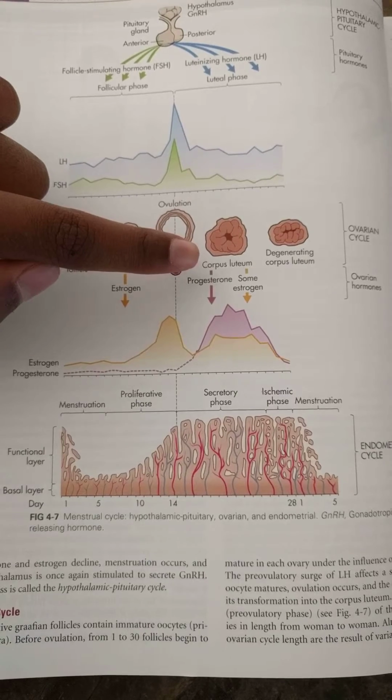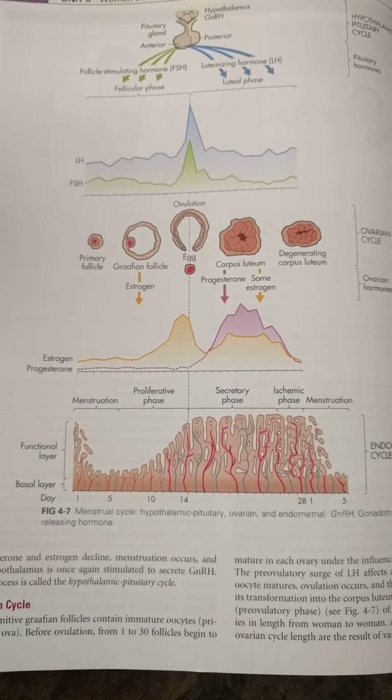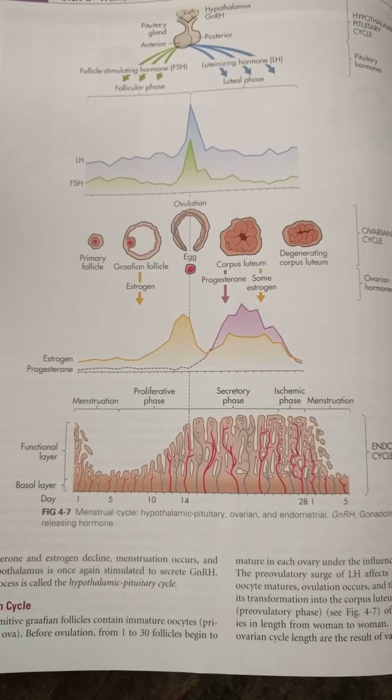This follicular phase of the ovarian cycle varies in length from woman to woman. Almost all variations in ovarian cycle length are the result of variations in the length of the follicular phase.